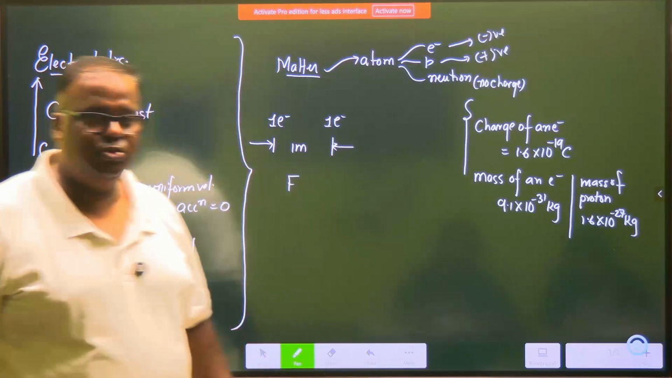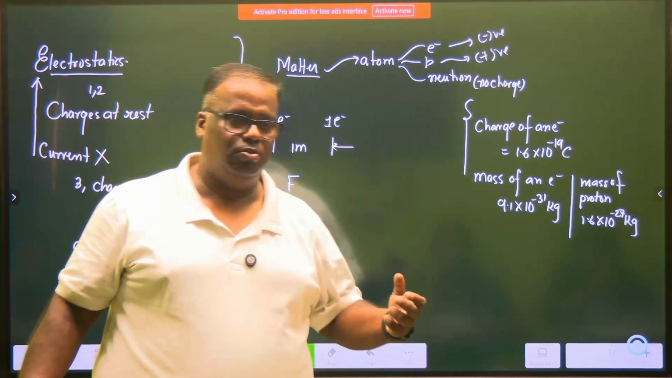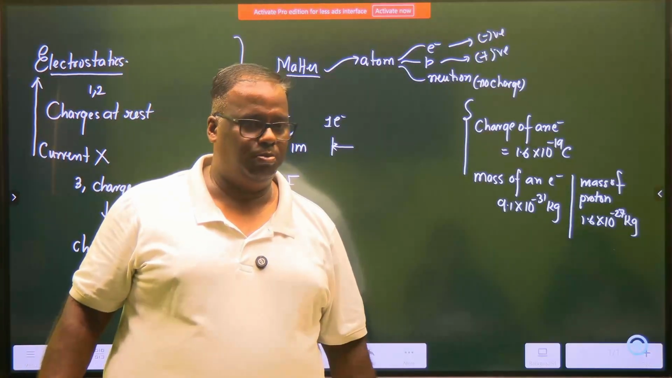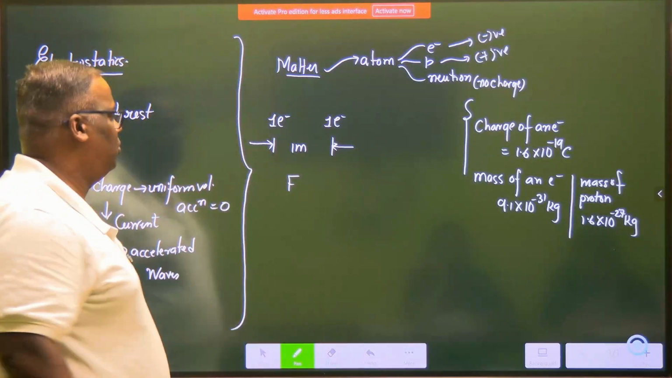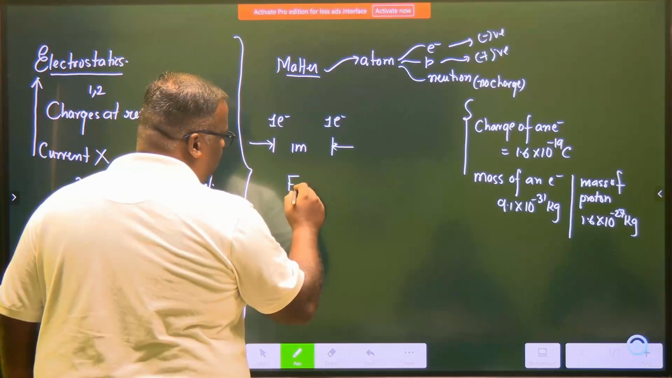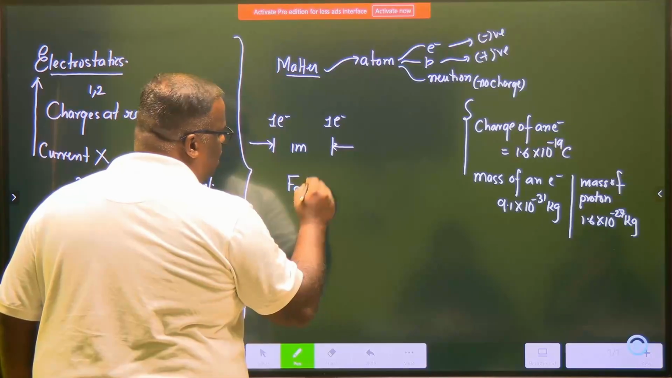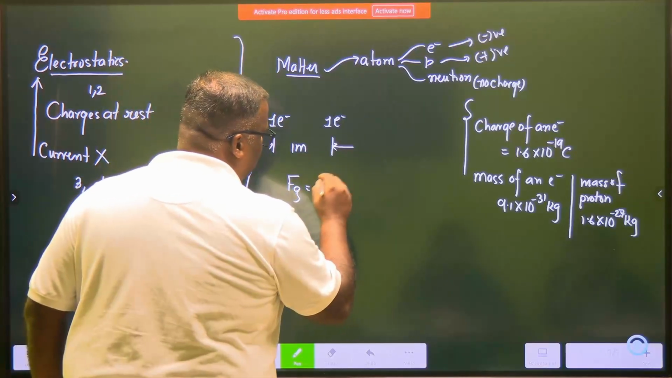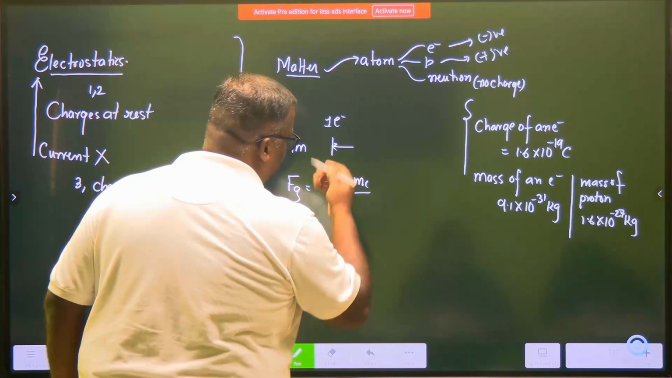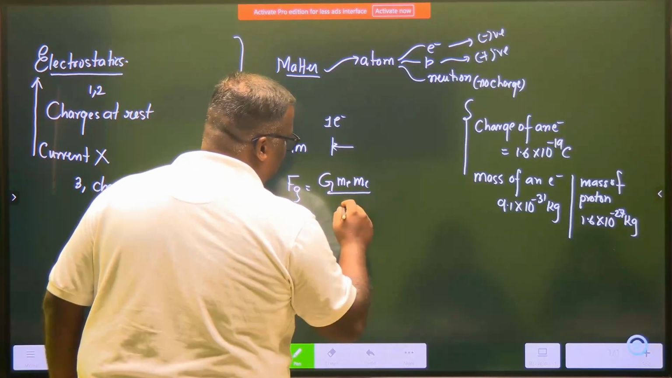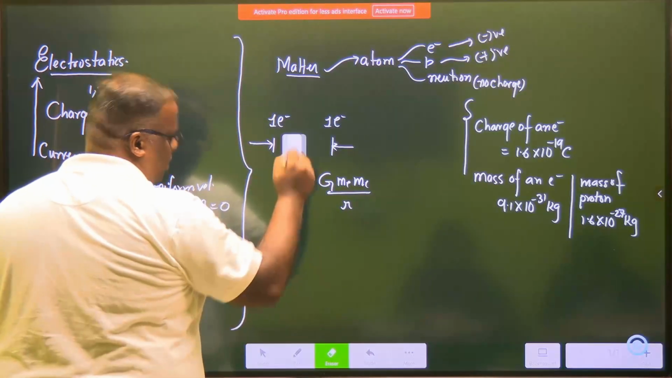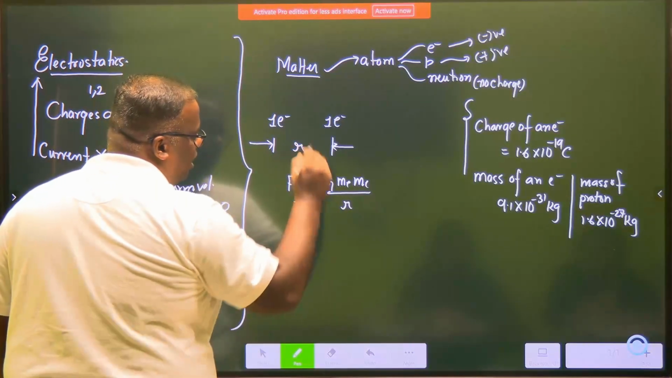Every body in this universe attracts every other body with a force which is directly proportional to the product of their masses and inversely proportional to the square of the distance between them. That force is known as the gravitational force. So we will say that force is equal to G times the mass of the electron, into the mass of the other electron, divided by R squared. I have taken R as 1, but let's keep it generic. Let's say this is R.